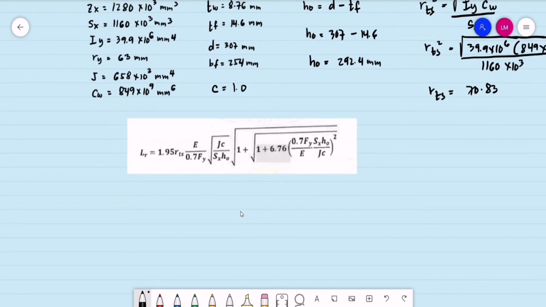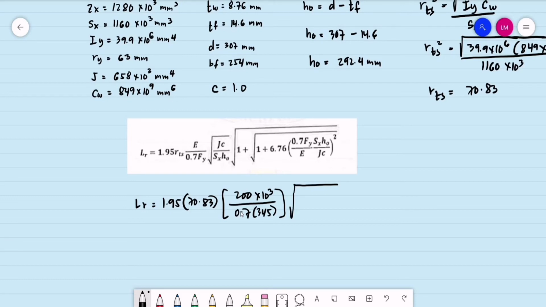So computing for the value of L sub r is equal to 1.95 r sub TS, where r sub TS is equal to 70.83. Then the modulus of elasticity for steel is 200,000, divided by 0.7 Fy, our Fy is 345 megapascals, and multiplied by the square root of J, which is 658 times 10 raised to 3. Then the value of c is 1.0, divided by S sub x, which is 1160 times 10 raised to 3. Then we have h sub o, which is equal to 292.4.